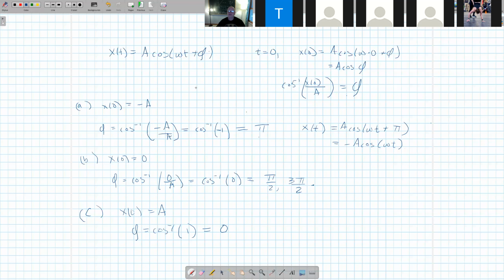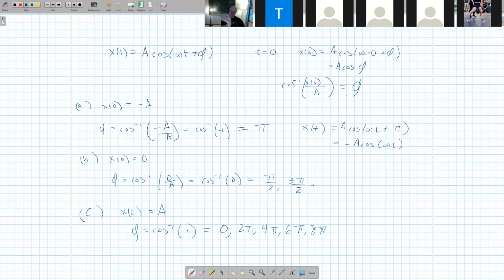First part C, could we say 2 pi? For which one? For part C? Yeah. You could, yeah. So you could do 0 and 2 pi. Well, I mean, it's technically correct. I mean, actually, this would also be true for 4 pi, 6 pi, 8 pi.